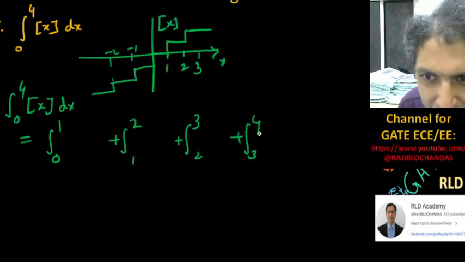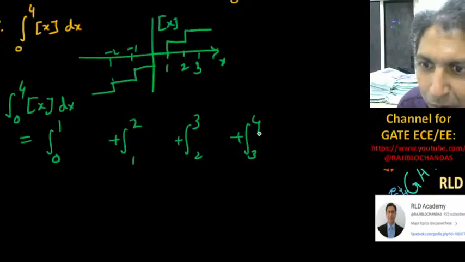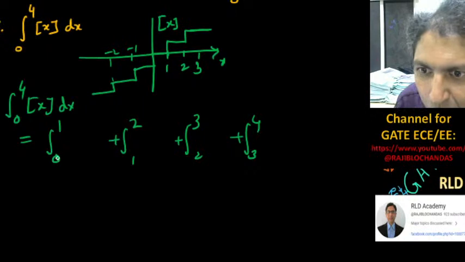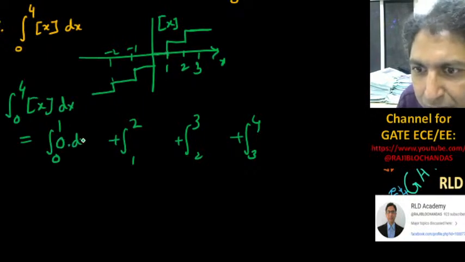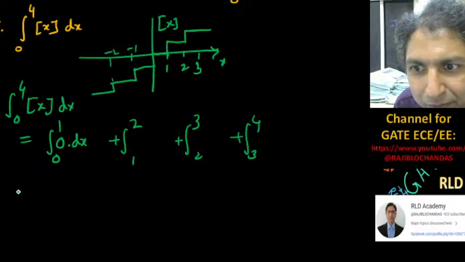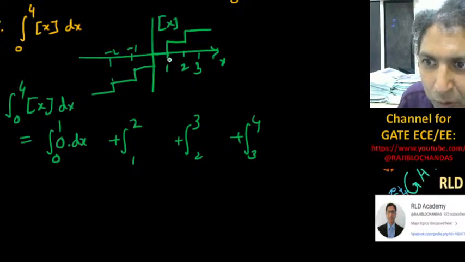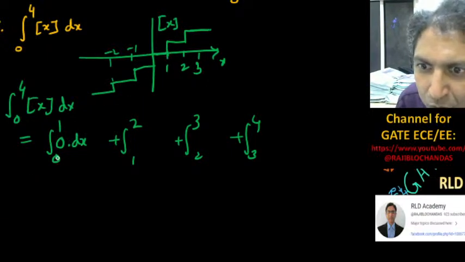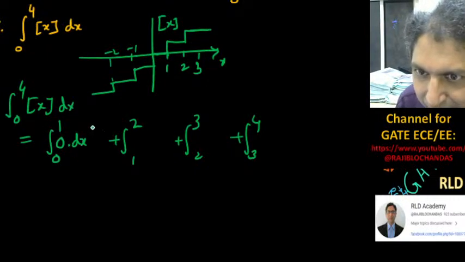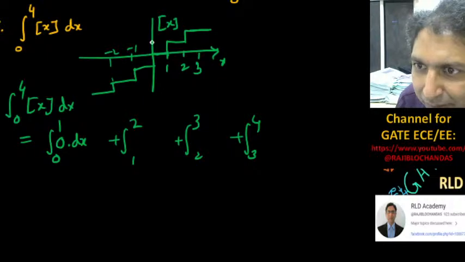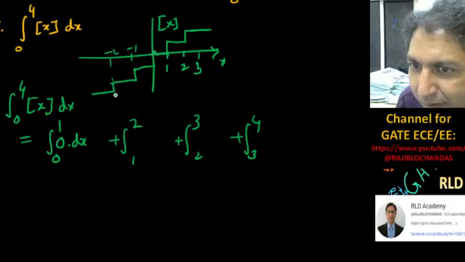That's all, okay. Now we need to understand what is the value. Within 0 to 1 its value is 0, so it is 0 into dx, because the greatest integer value is 0. If I choose any point from 0 to 1, suppose for example 0.5, its greatest integer value is 0 only.